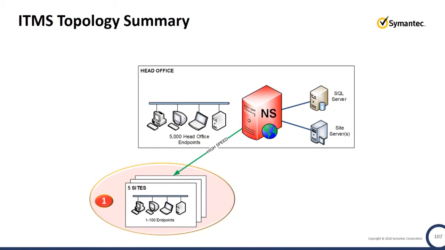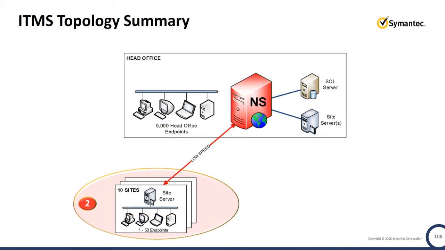So in this case here, we're looking at a notification server that's servicing a bunch of relatively small sites. So they're under 100. It's a super fast, high-speed connection to the notification server. So at this point, there's no necessity for site servers and so on, right? Okay, small locations, small populations, fast network.